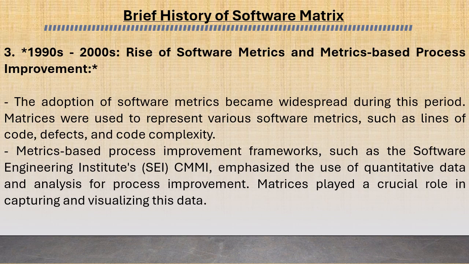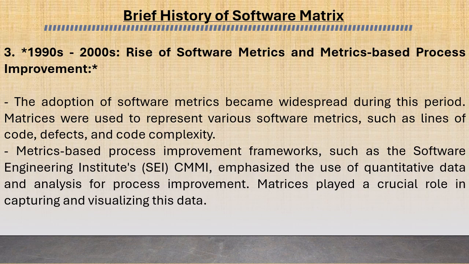Next is 1990s to 2000s. Rise of software matrix and metrics-based process improvement. The adoption of software metrics became widespread during this period. Matrices were used to represent various software metrics such as lines of code, defects, and code complexity. Metrics-based process improvement frameworks such as Software Engineering Institute's SEI CMMI emphasize the use of quantitative data and analysis for process improvement. Matrices played a crucial role in capturing and visualizing this data.